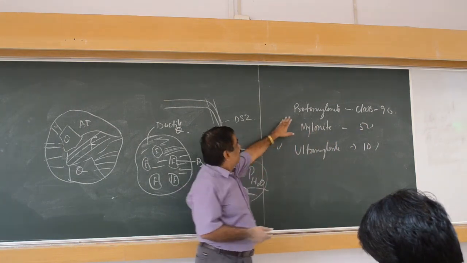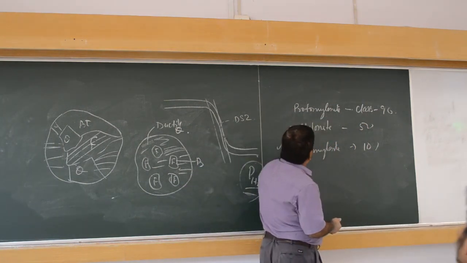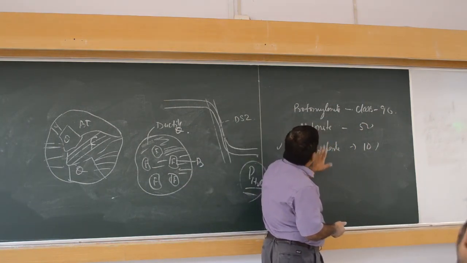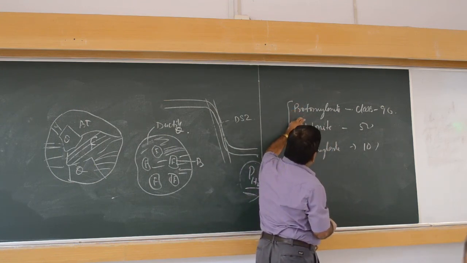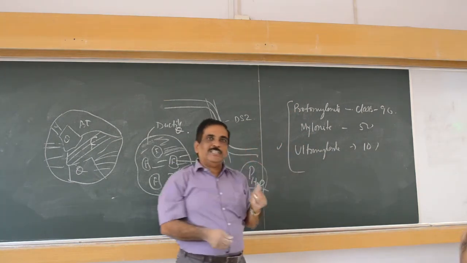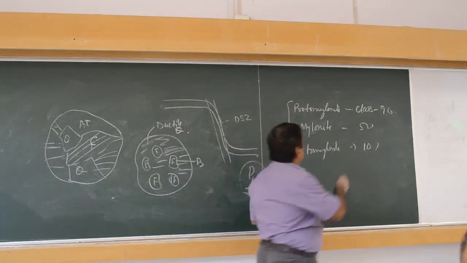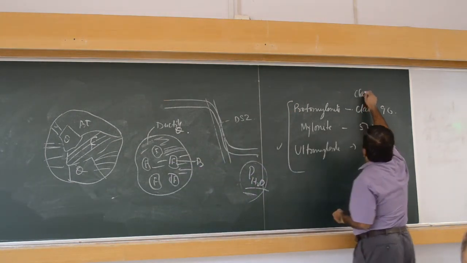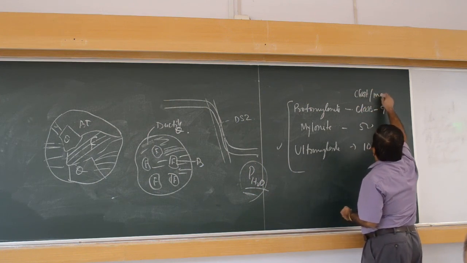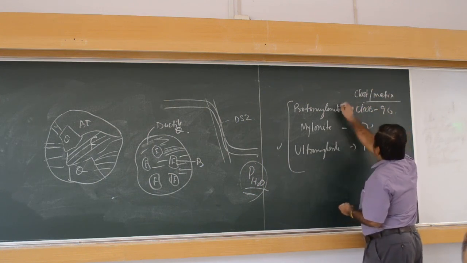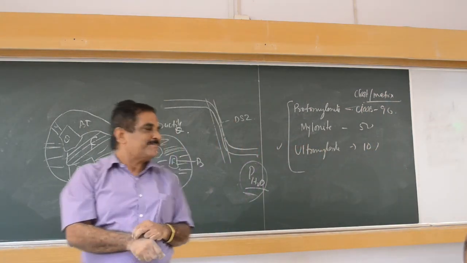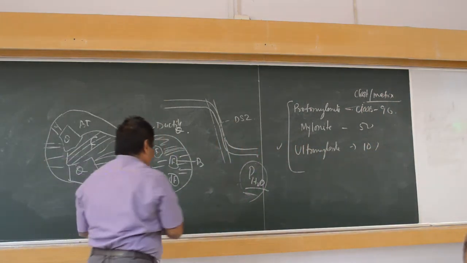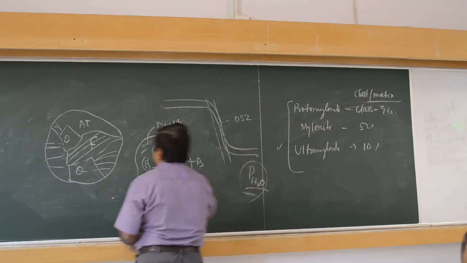Just like proto-cataclasites, cataclasites and ultra-cataclasites, we can have three varieties of mylonites: protomylonite, mylonite and ultramylonite, depending on the clast to matrix ratio. So this is the clast to matrix ratio. Did you understand now? Yes? I will show you how they look.